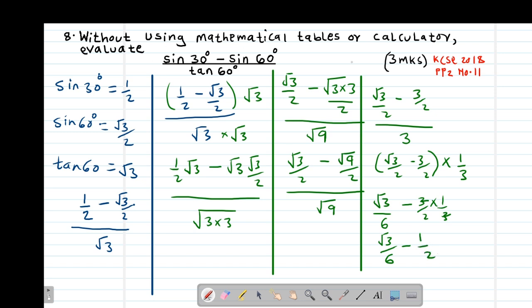We were told to evaluate without using a calculator or mathematical table. So this will be our answer, but we can also factor out a half. Into the bracket, we have root 3 over 3, then minus 1, because if you open the bracket, you get root 3 over 6, then minus a half. So you can leave it this way or the other way.